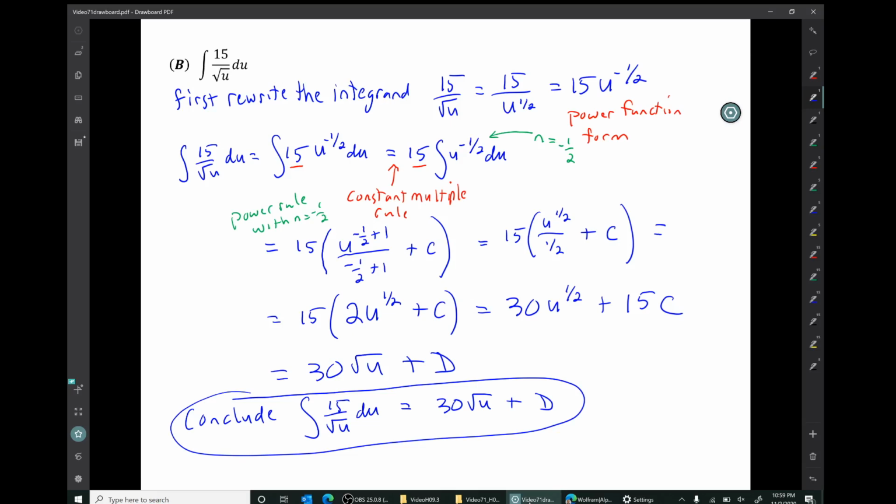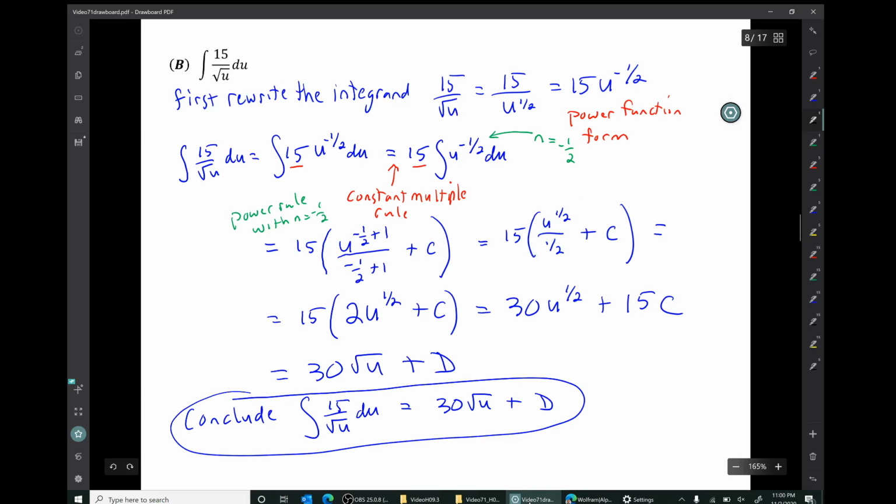So there's our solution. Notice again, the first rule that I used was the constant multiple rule. Then I used the power rule for integrals with n equals -1/2. Now, from here on, everything is basically just simplifying. I had to be careful and simplify this -1/2 plus 1 that I got by using the power rule. -1/2 plus 1 is +1/2. I had to be careful. Dividing by 1/2 is the same as multiplying by 2.